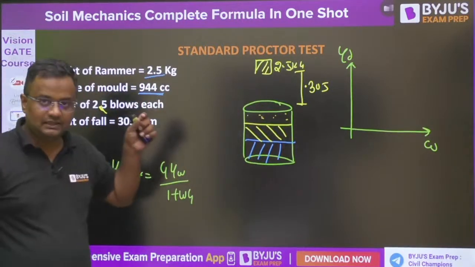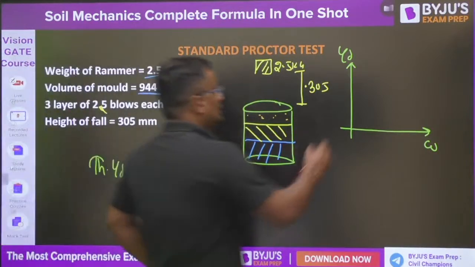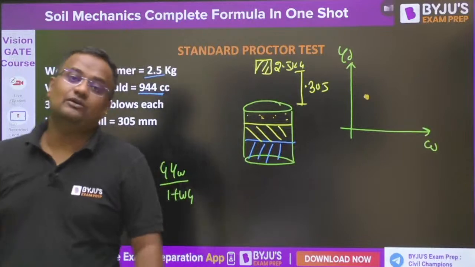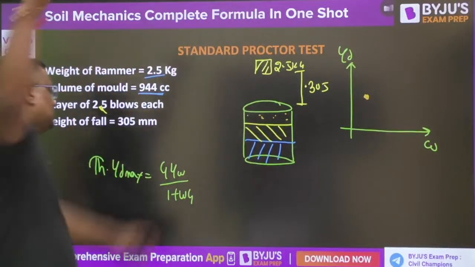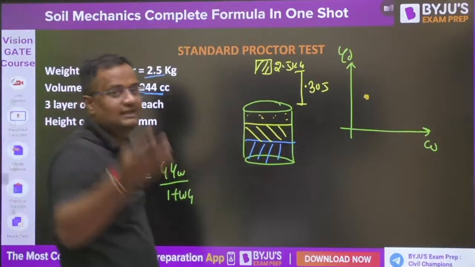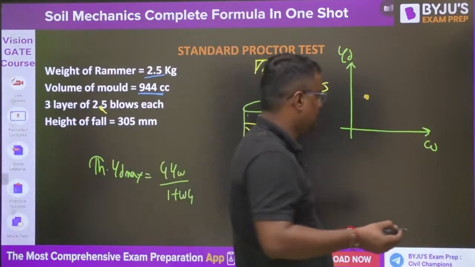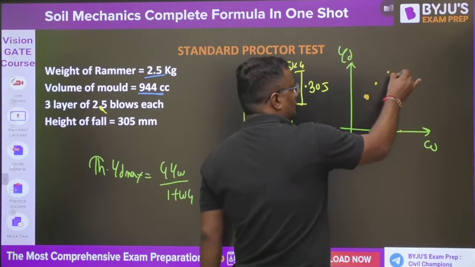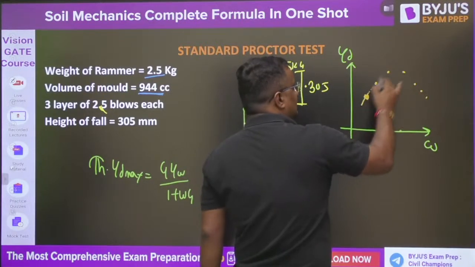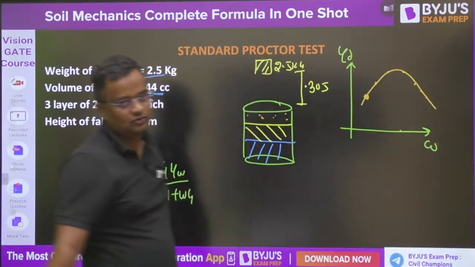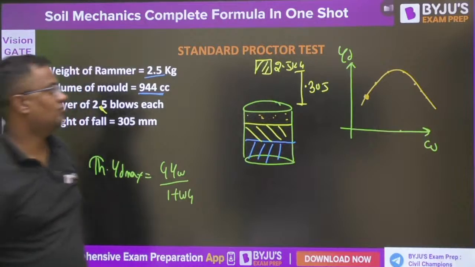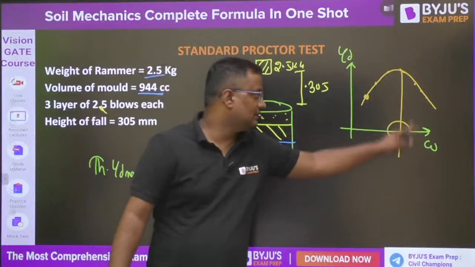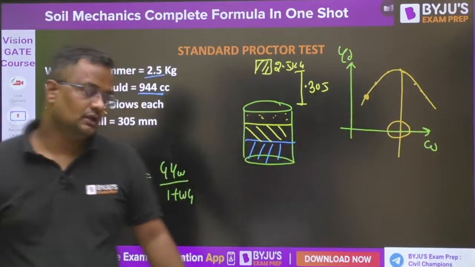Then we take a sample and find the density, gamma d. One point is obtained. Then we repeat all this process, compacting 25 times in one layer, then the second layer, with different water content. So we repeat this test and we get this curve. From here we can get OMC, the water content at which a soil should be compacted to make it maximum dense.